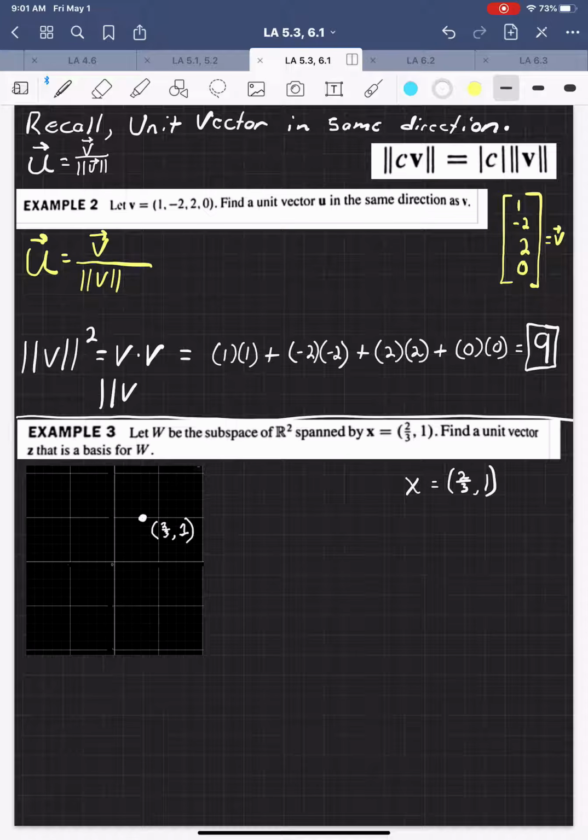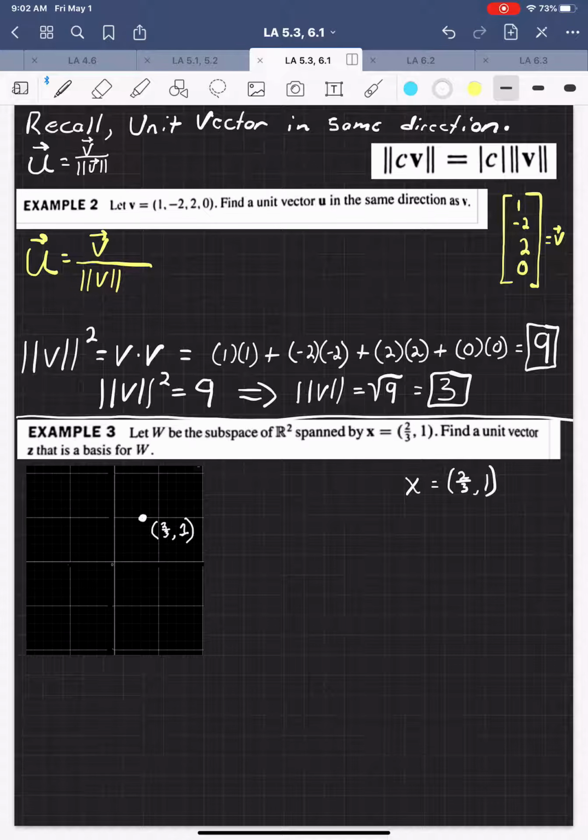The magnitude of v squared, which we interpreted as the dot product of v with itself, is equal to 9. But what we want for our unit vector in the same direction formula is just the magnitude of v. Well, that would be equal to the square root of 9. Right? You can get rid of the square by taking the square root, which is just equal to 3. All right, now I know what to do.